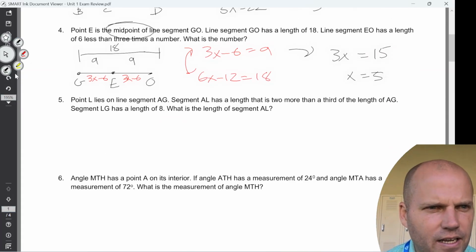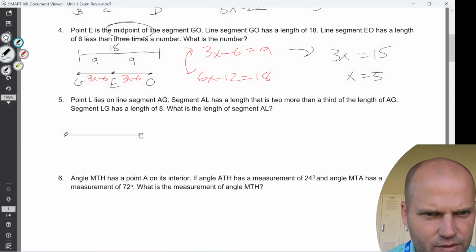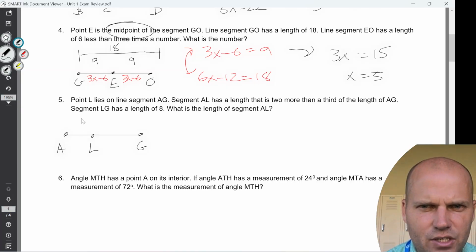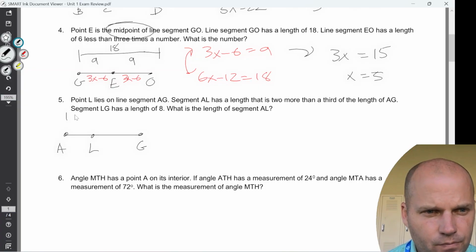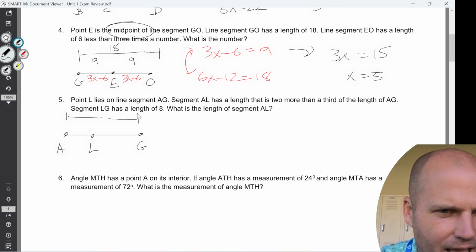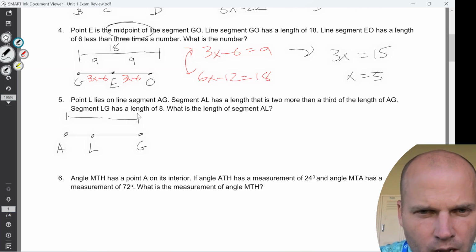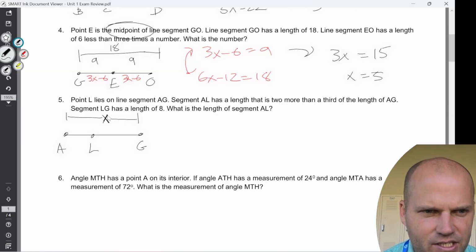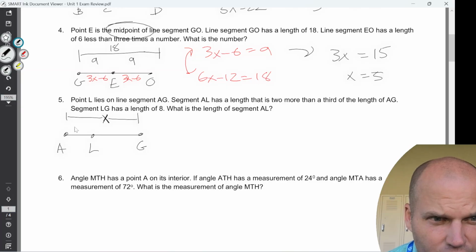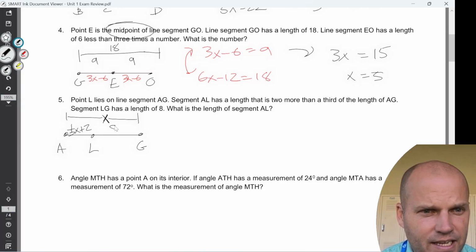Question 5, point L lies on line segment AG. Again, don't assume that L is the midpoint. Segment AL has a length that is 2 more than a third of length AG. Ooh. So we are relating one length to another length. AL is related to AG. It says AL is 2 more than a third of the length of AG. Well, I don't know what AG is, so I'm going to label AG as x. That means AL is a third of x plus 2. LG has a length of 8.